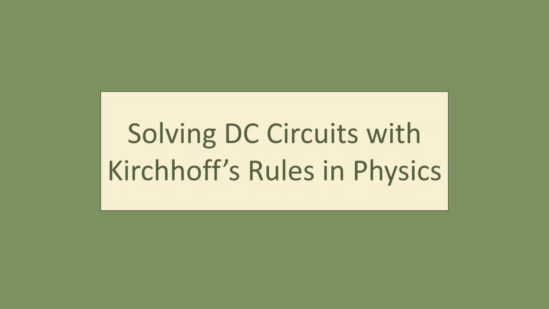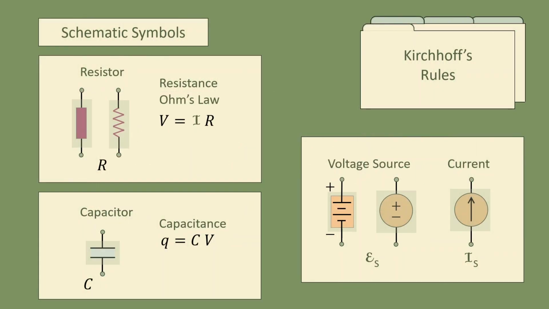Solving DC circuits with Kirchhoff's rules. Circuits will involve resistors or capacitors, and here are some schematic symbols that are used. Ohm's law is shown for resistors, and there's a capacitance formula that relates charge on the capacitor to volts.